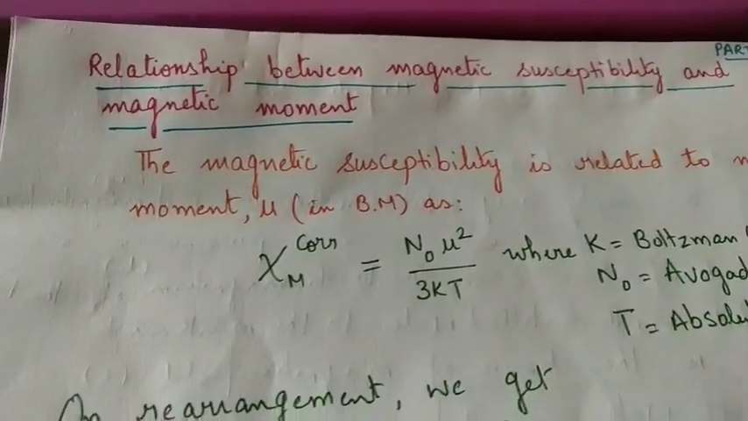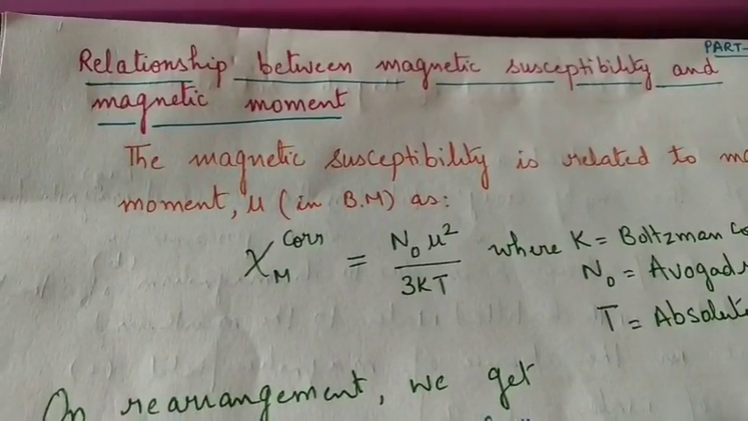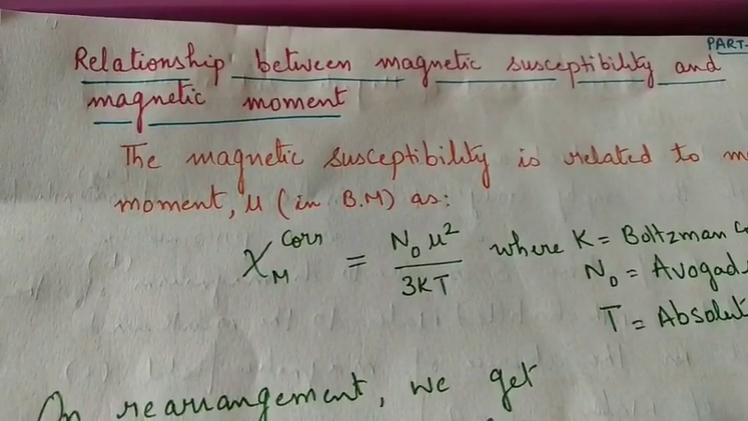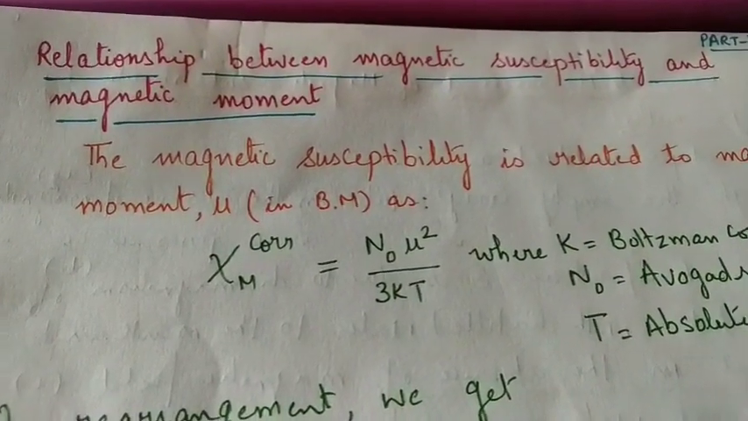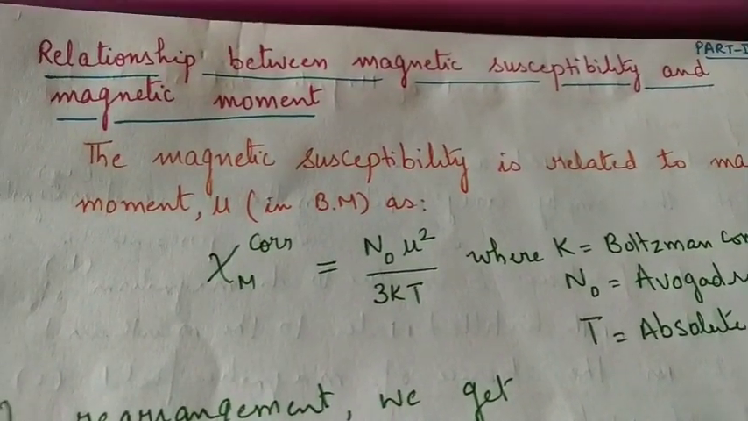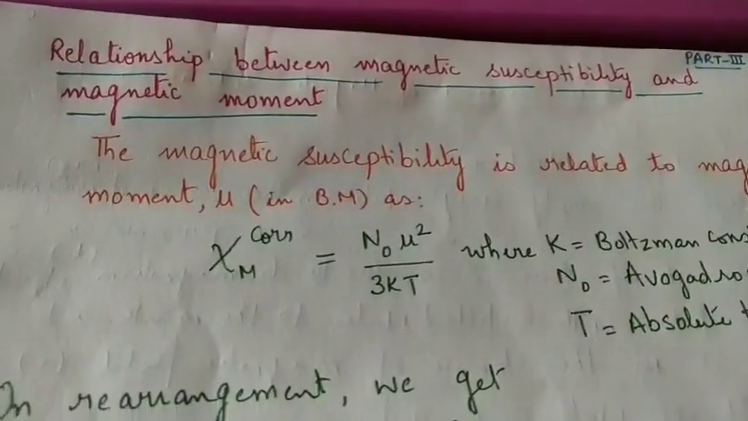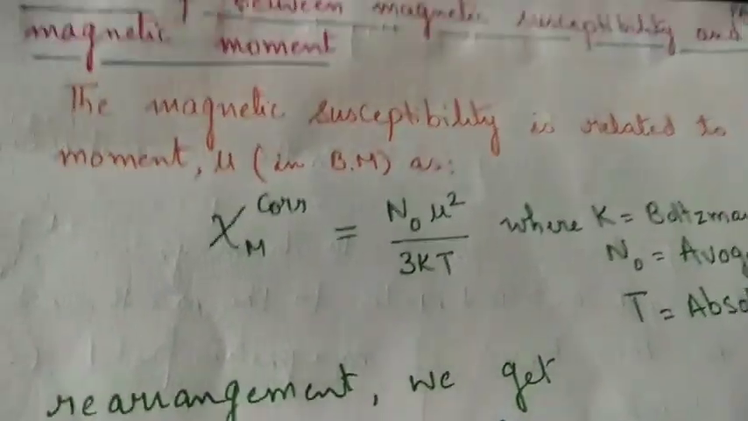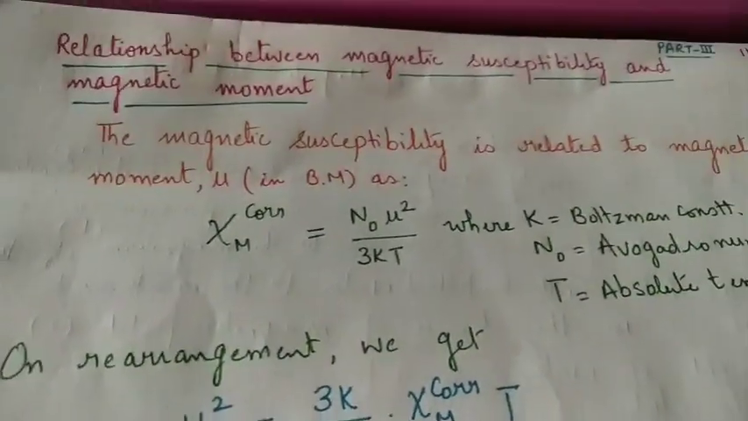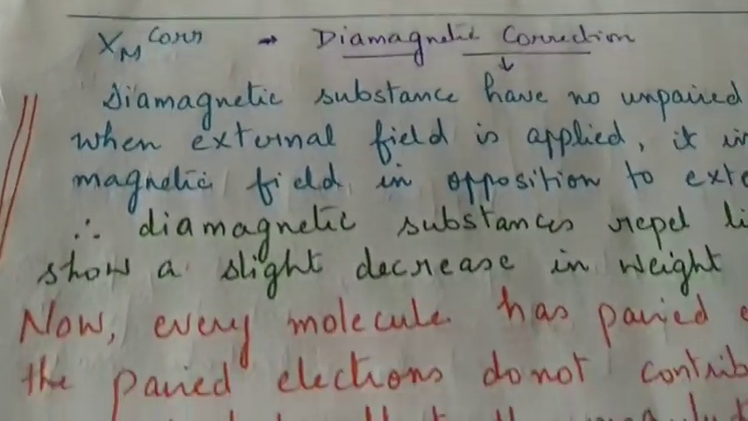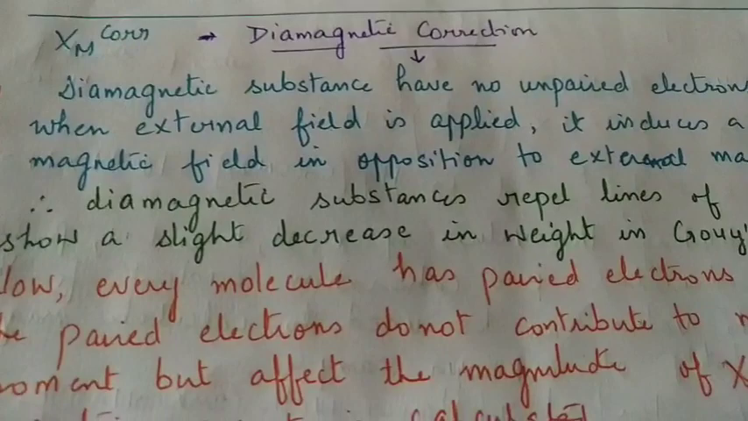Hello dear students, in continuation of our chapter Magnetic Properties of Transition Metal Complexes, let's discuss another topic. It is the relationship between magnetic susceptibility and magnetic moment. Before discussing that, I would like to tell you about diamagnetic correction.